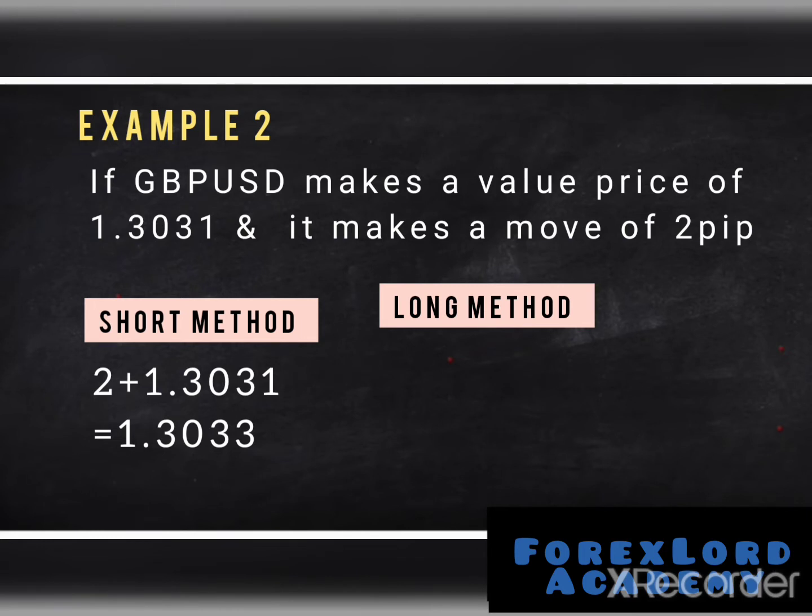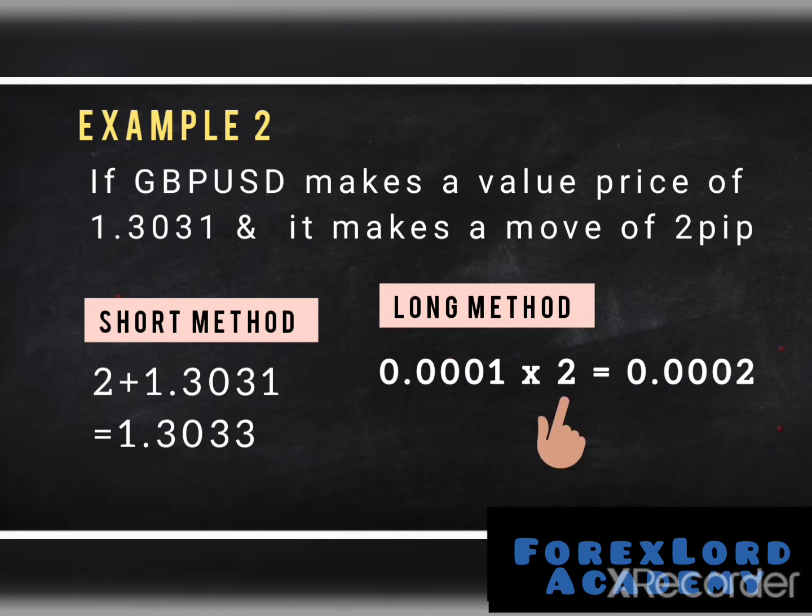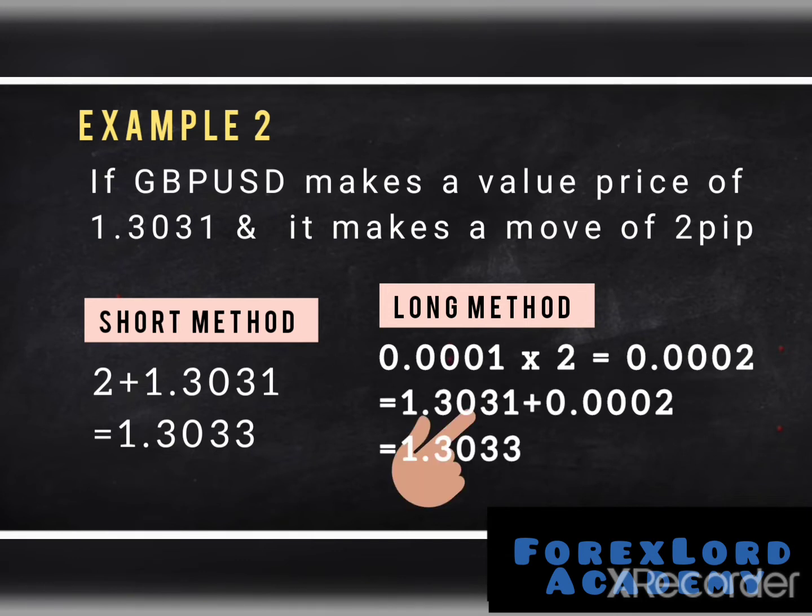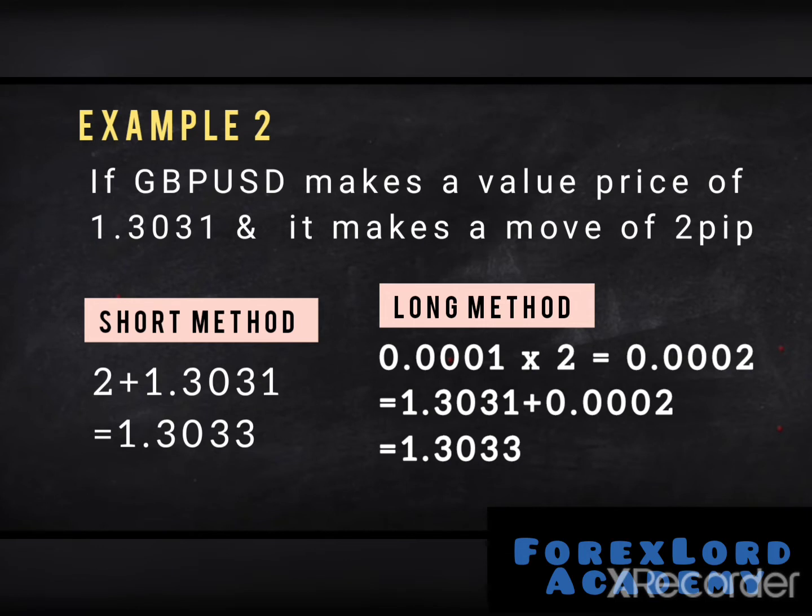Long method. 0.0001. How many moves did it make? 2. So 0.0001 times 2 equals what? 0.0002. Then the next step is 1.3031 plus 0.0002. The new value will give us what? 1.3033. Beautiful. Same answer as the above. Now let's go a little bit higher.